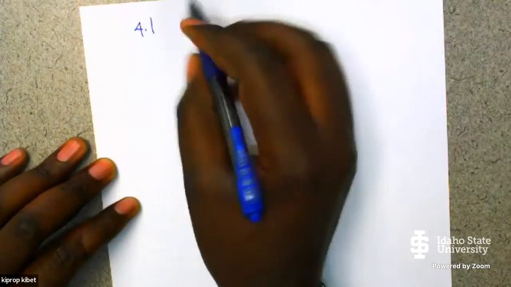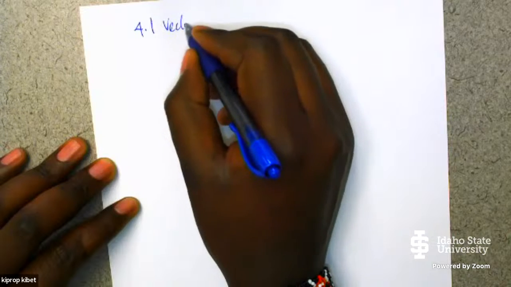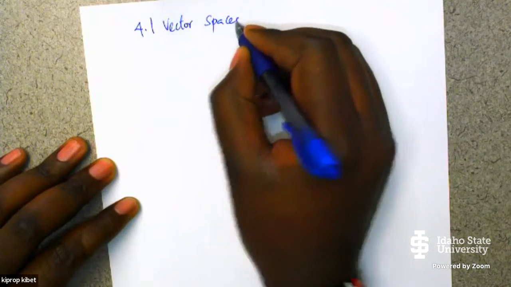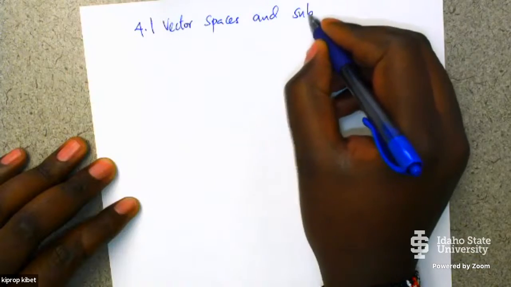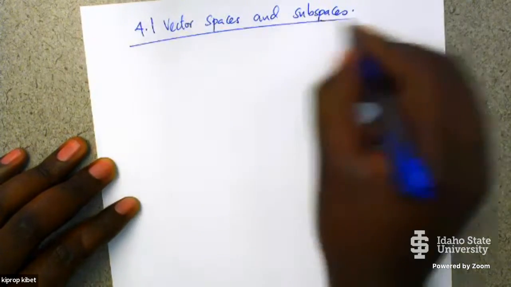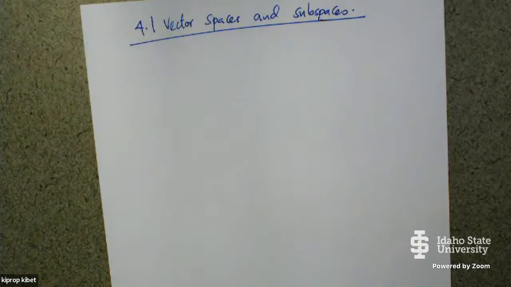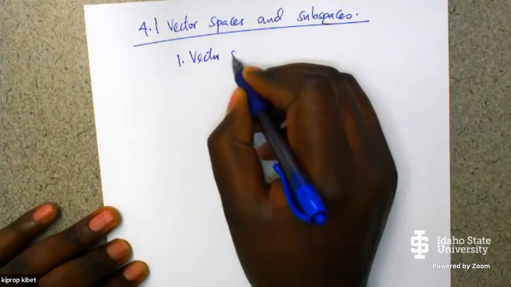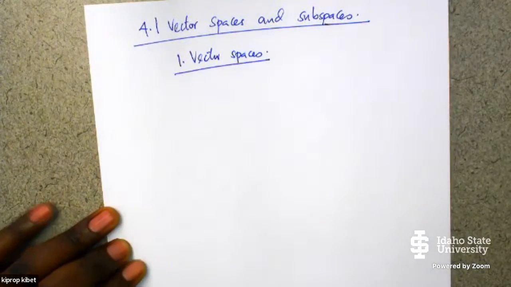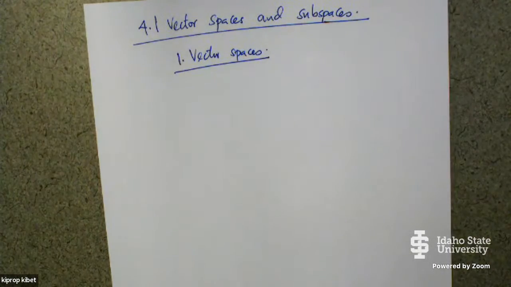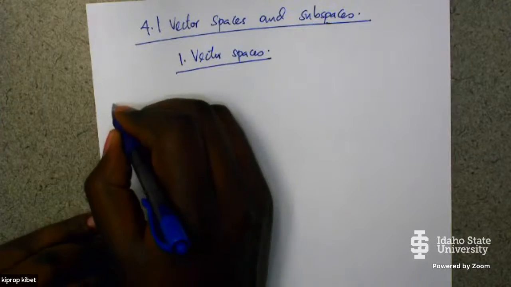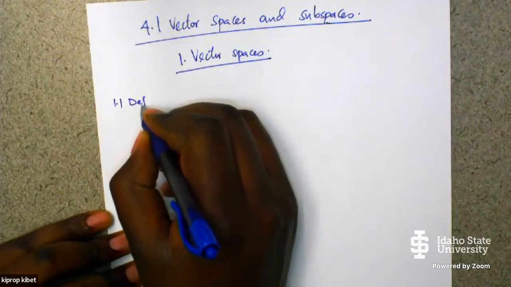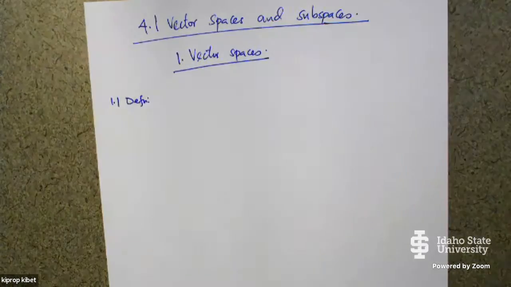We'll start from 4.1, the vector spaces and subspaces. We will start with the first one, which is the vector spaces. Let's start from 1.1, the definition. So what is a vector space?